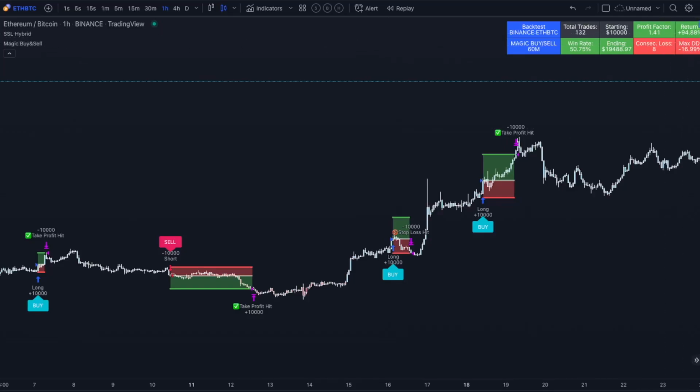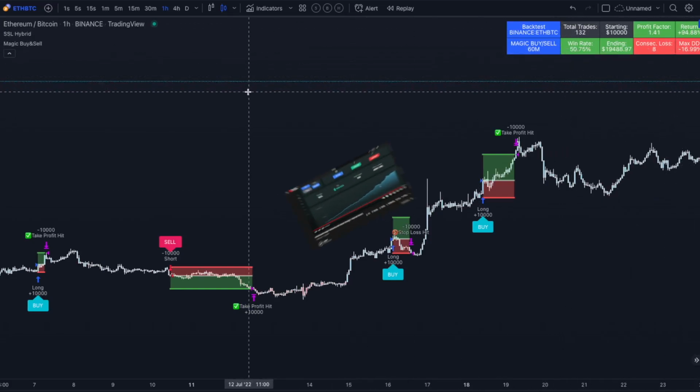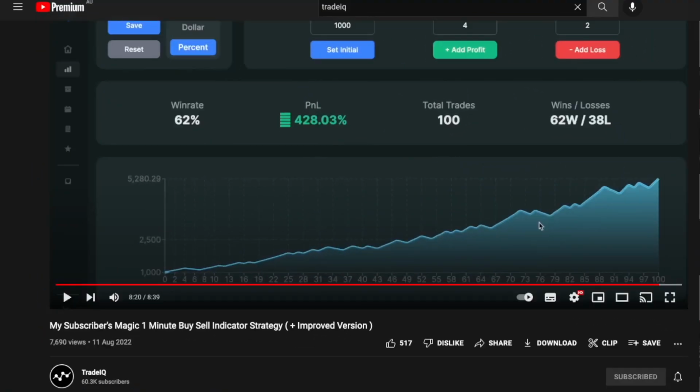Return of 94% and a drawdown of only 16%, compared to those almost 100% returns, with the highest win rate so far of 50%. Alright guys, and welcome back to the Accumulation Zone.